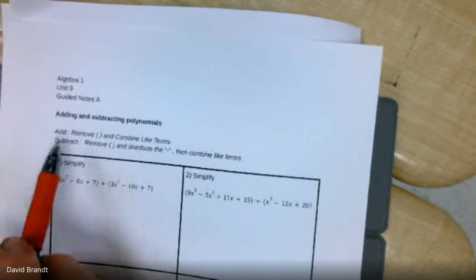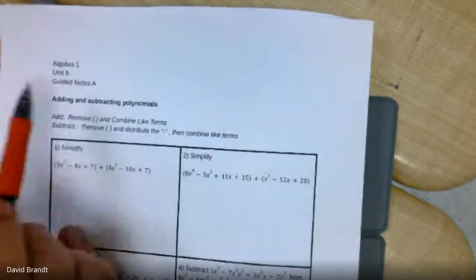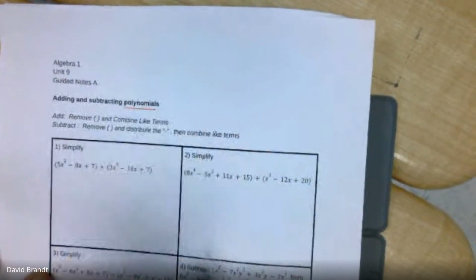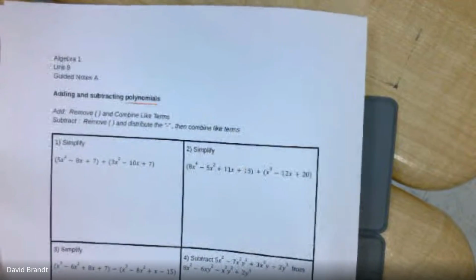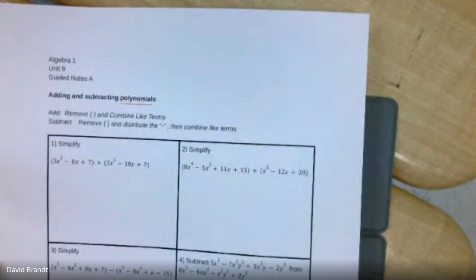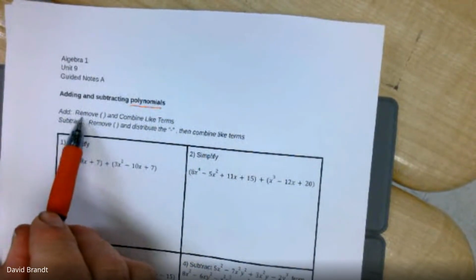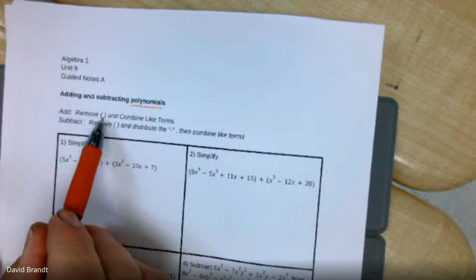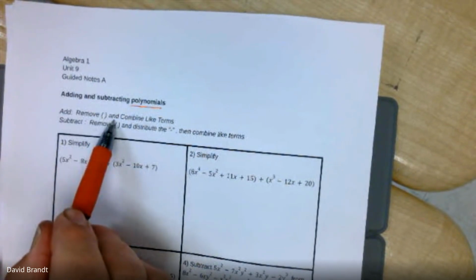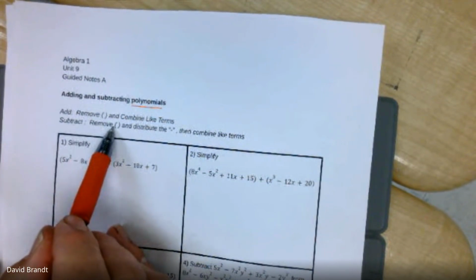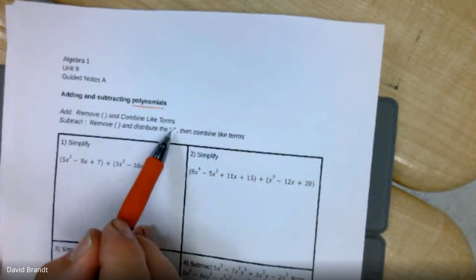All right, the first lesson we're going to learn in Unit 9 is adding and subtracting polynomials. Now, polynomials just means one or more terms. You learned some vocabulary in the last unit. So what you need to remember is when you add, you drop or remove the parentheses and simply combine like terms. If you subtract, you remove the parentheses and distribute the negative, then combine like terms.